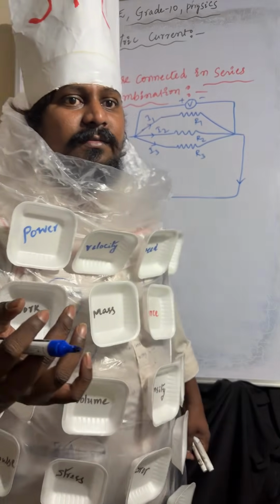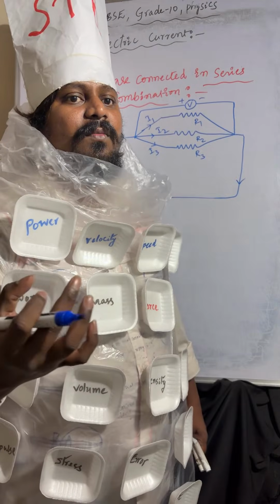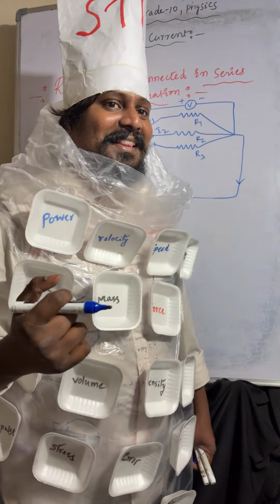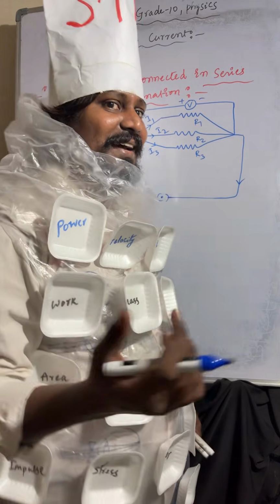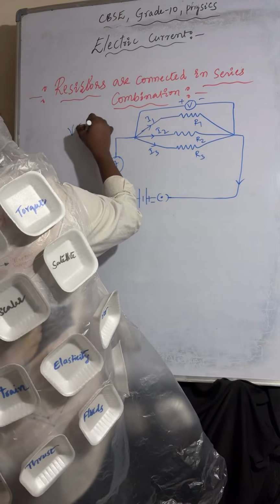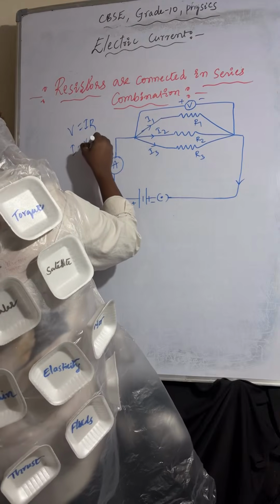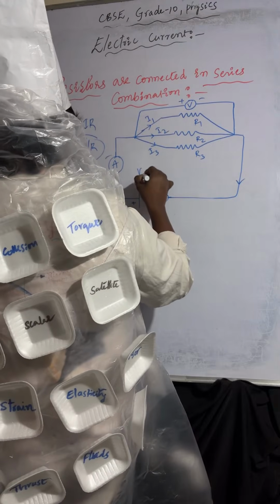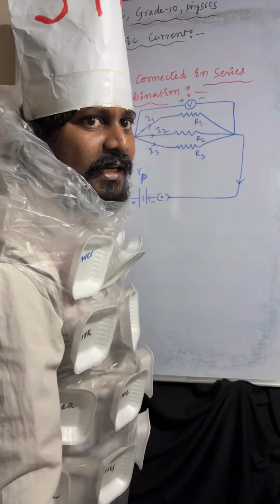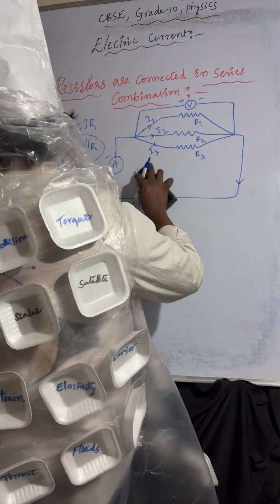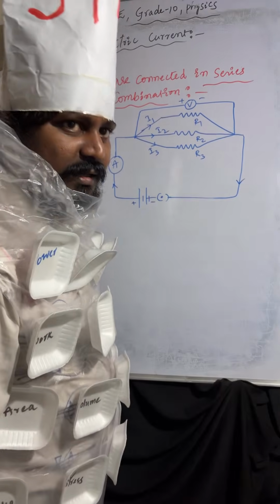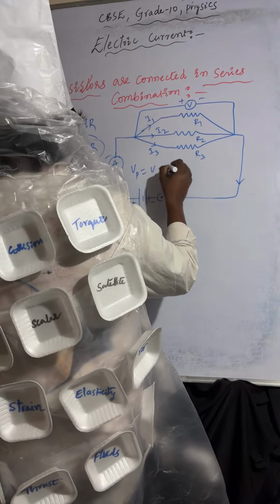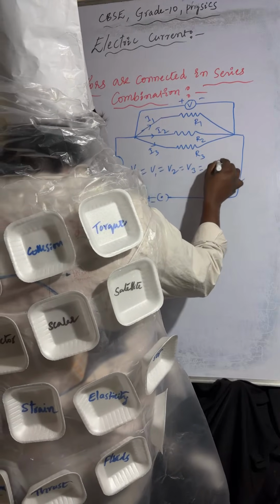Now V equal to IR. From Ohm's law, I'll definitely teach 12th grade physics. So V equal to IR, from Ohm's law we can take I equal to V by R. So here the potential difference is the same. That is, V1 equal to V2 equal to V3 equal to V.